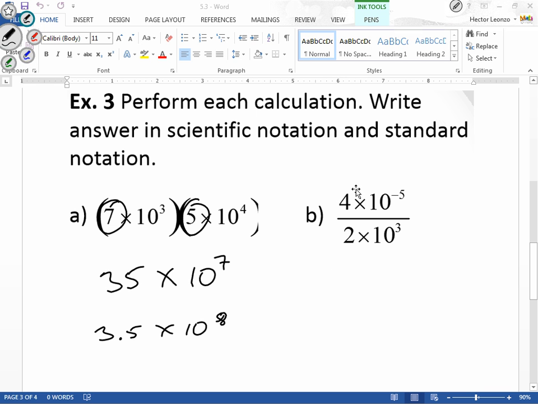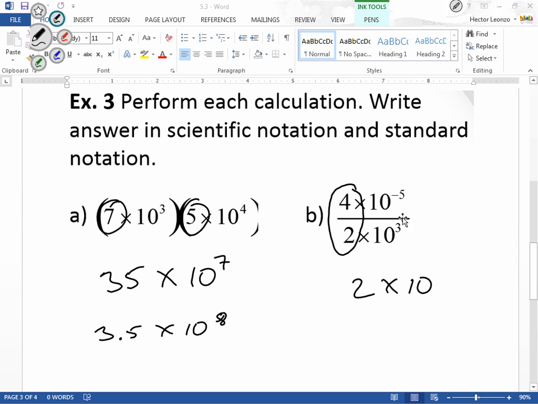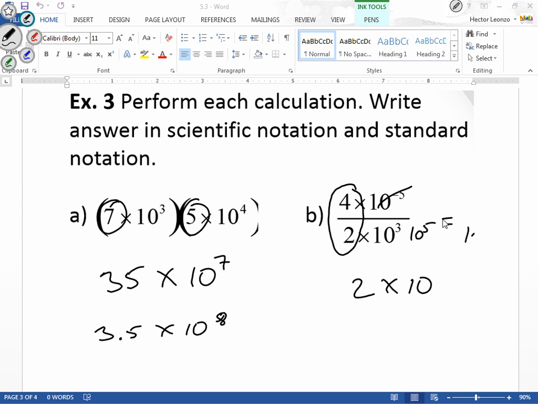Same thing for example B. Now we're doing division, right? A fraction is division. So 4 divided by 2, I'm just going to call this 2, times 10 to something. Now here, remember how I'm going to subtract this? I'm going to call this 10 to the 5 at the bottom, which ends up being 10 to the 8 at the bottom. But remember how we said if it's positive 8 at the bottom, that means it's negative 8 on top. So I have 2 times 10 to the negative 8. My number 2 is between 1 and 10, so I'm done. I don't have to fix this one.